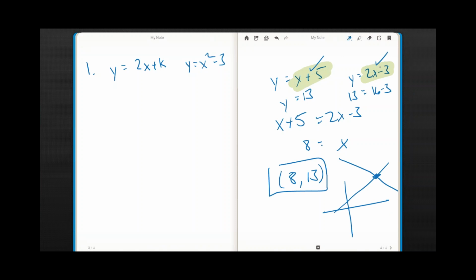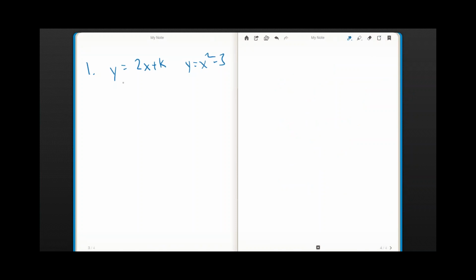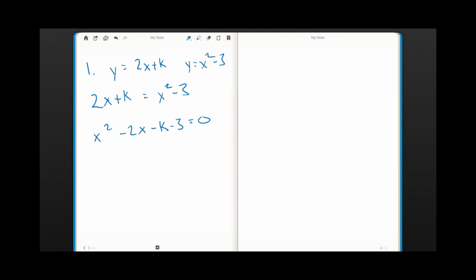The problem is, this was nice. Wasn't this nice when I could solve this equation by simply subtracting x from both sides and adding 3 to both sides? Wasn't that lovely? But on this problem, when I do it, 2x plus k is equal to x squared minus 3. But when I solve this, I don't come up with a lovely, beautiful, nifty little answer. I come up with a quadratic equation. Okay, so it's the same thing, but it comes up with a quadratic equation.